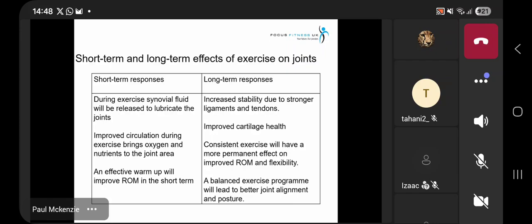Consistent exercise will have a more permanent effect on improved range of motion and flexibility. And then a balanced exercise program will lead to better joint alignment and posture. But it's important that it's a balanced exercise. Okay?